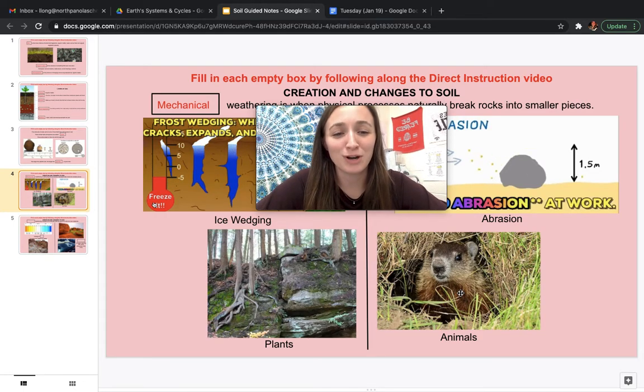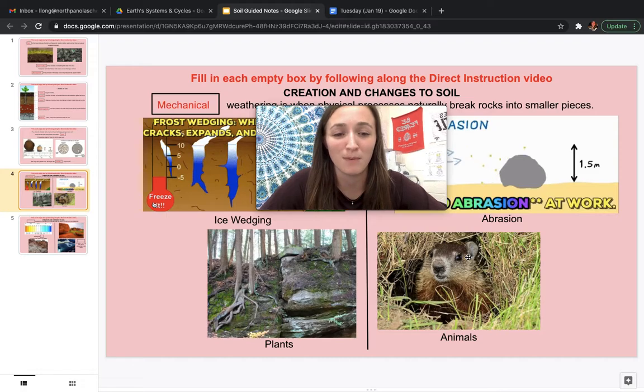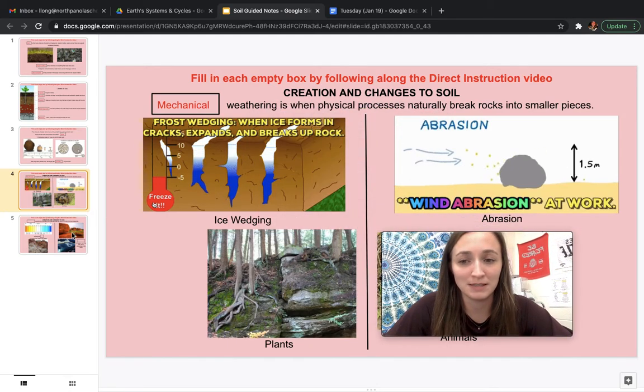If they dig through your backyard, they create holes in the soil, they create tunnels underneath the ground, and that obviously shifts some things around, and it can break up the rocks and the soil as well. So that's mechanical or physical weathering if it's only breaking the rocks down into smaller pieces.